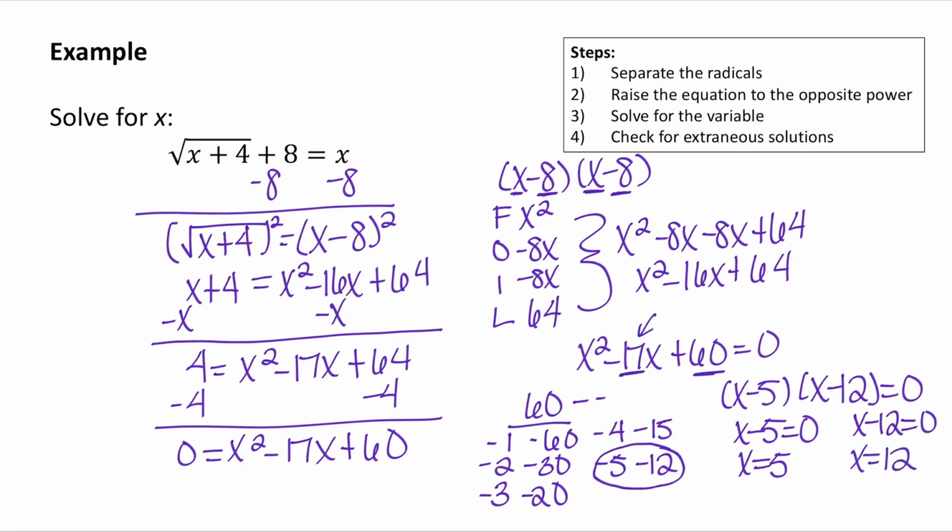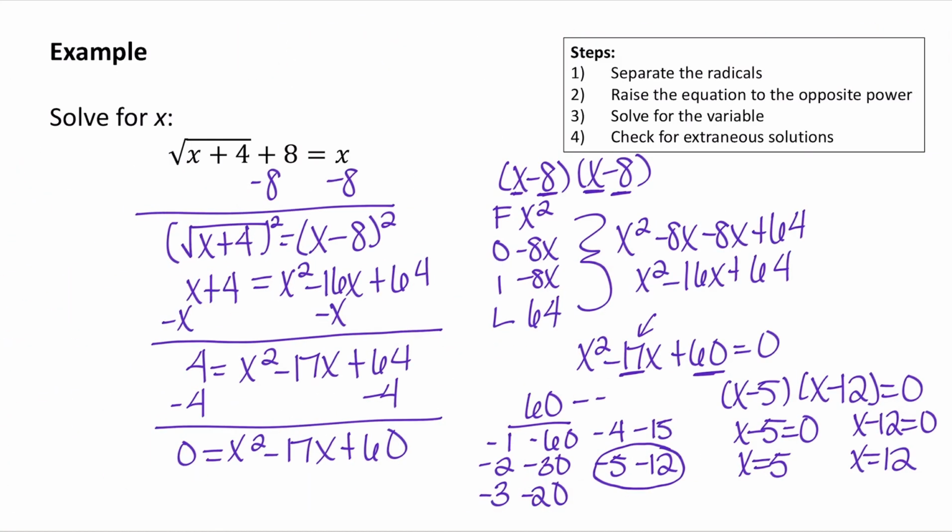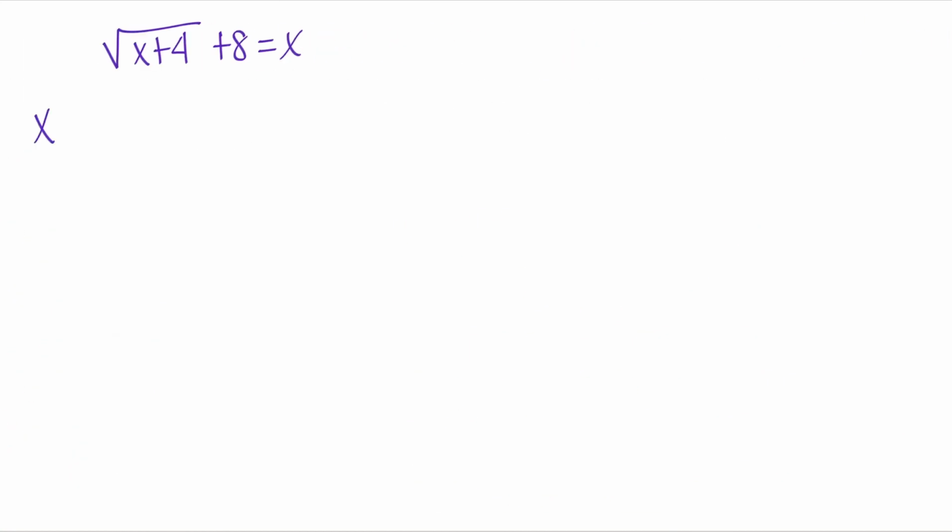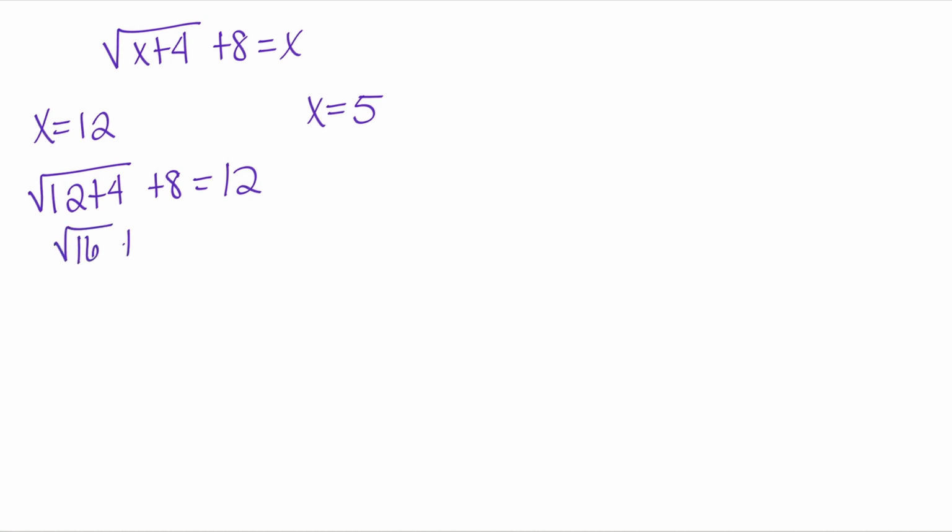I'm going to go back to this original equation. So I have the square root of x plus 4 plus 8 equals x. And I'm going to plug in these two solutions that I have, x equals 5 and x equals 12, to see which one makes my equation true. So when I plug in 12, I get the square root of 12 plus 4 plus 8 equals 12. So that's the square root of 16 plus 8 equals 12, which tells me that 4 plus 8 equals 12, which is in fact true.